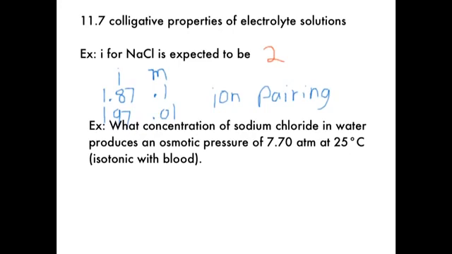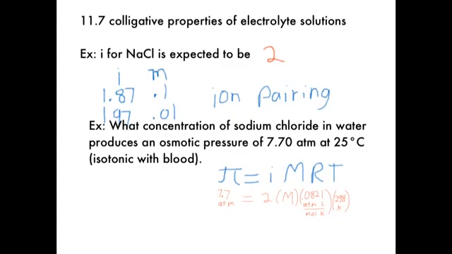Our last example of the day asks what concentration of sodium chloride in water produces an osmotic pressure of 7.7 atmospheres at 25 degrees Celsius. As soon as I see the words osmotic pressure, I know that my math equation is osmotic pressure, pi, is equal to i times molarity times R times T. The osmotic pressure is 7.7 atmospheres. i is 2 for sodium chloride. M, the molarity, we don't know. 0.0821 is the gas constant with units of pressure in it. And temperature in Kelvin is 273 plus 25, so that's 298.